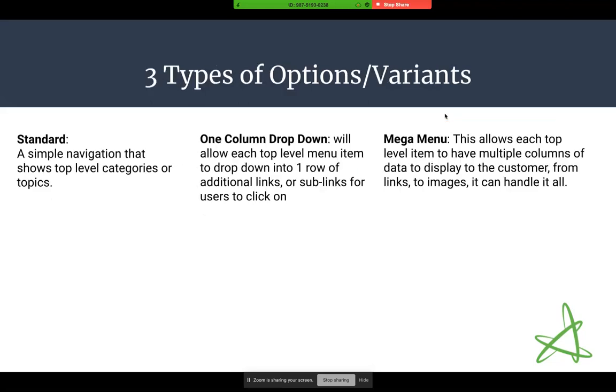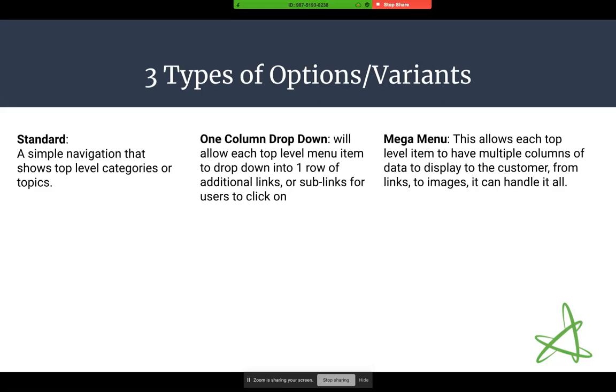The three different types of navigation are standard, the one column drop down, and the mega menu. The standard drop down is a simple navigation tool that shows your top level categories or topics in just a single horizontal bar. The one column drop down will take that one step further and allow each top level item to have one column of drop down links or sublinks that you can click on.